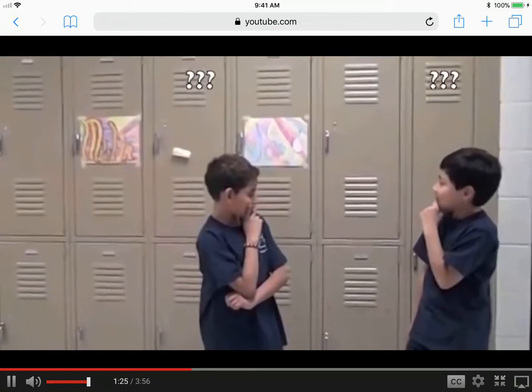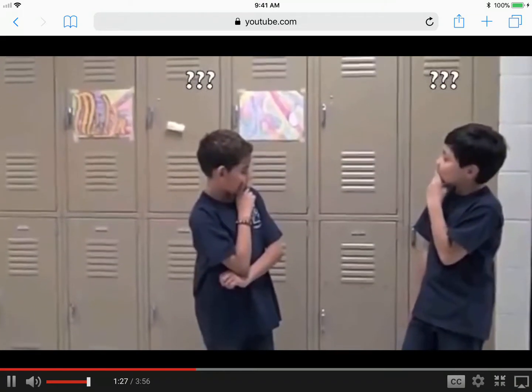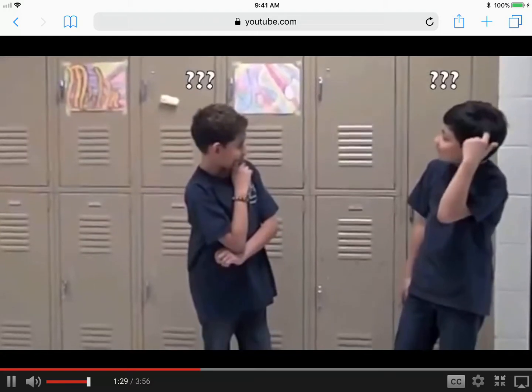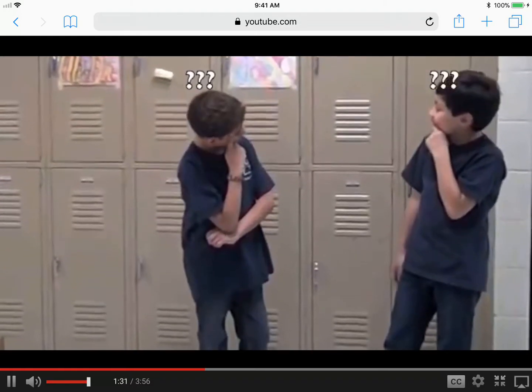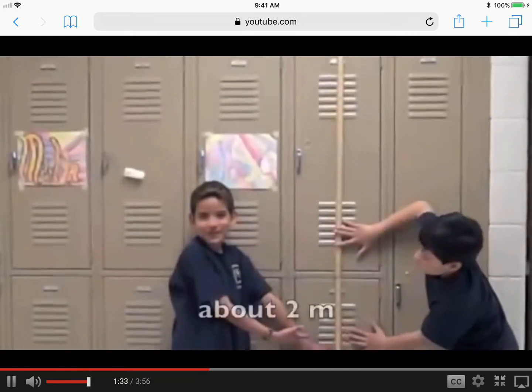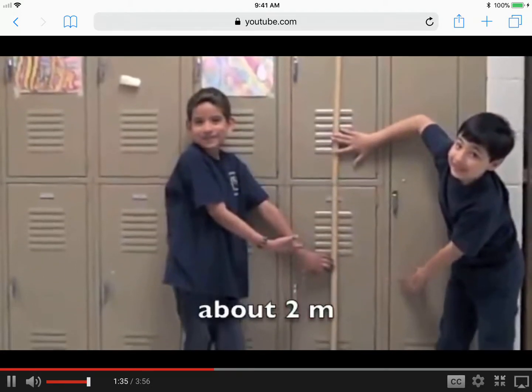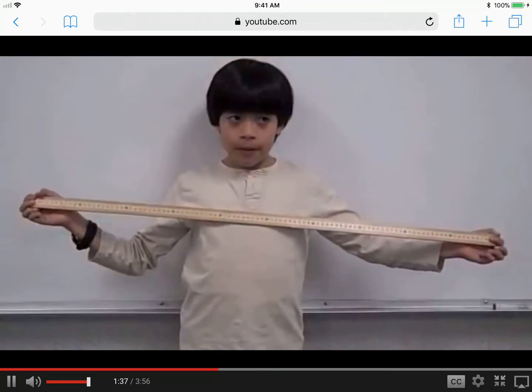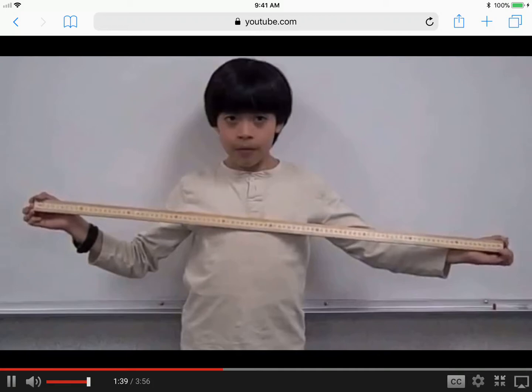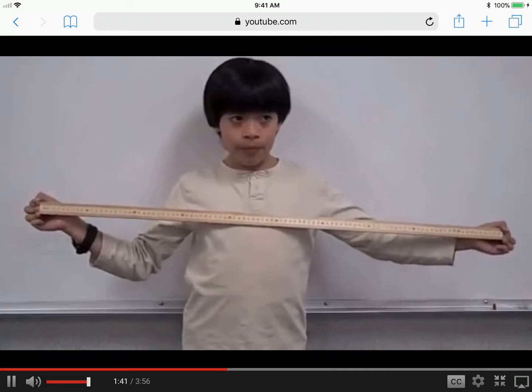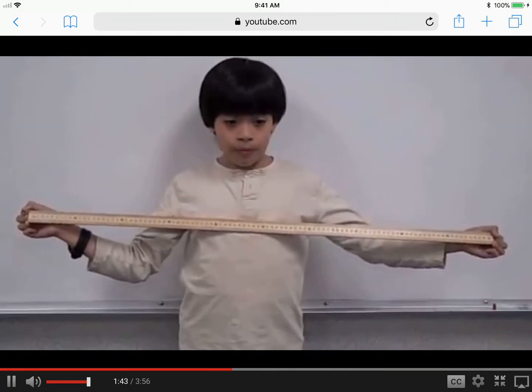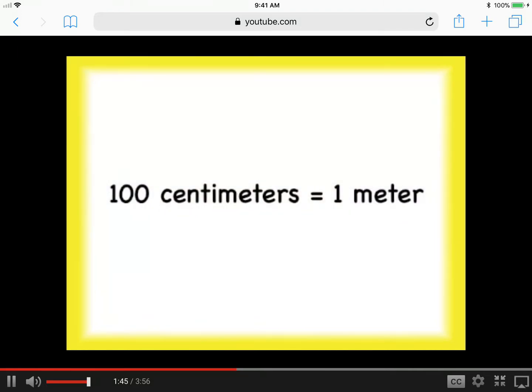About how many meters high do you think these lockers are? Remember, a meter is about the height from the floor to a doorknob. You're right if you guessed 2 meters. A meter is too big to measure small things, but we can divide a meter into smaller pieces called centimeters. There are 100 centimeters in 1 meter.